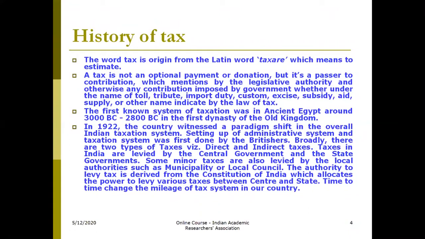Broadly, there are 2 types of taxes, namely direct and indirect taxes. Taxes in India are levied by the central government and the state governments. Some minor taxes are also levied by the local authorities such as municipality or local council. The authority to levy tax is derived from the Constitution of India, which allocates the power to levy various taxes between the center and the state. Time to time, changes have come in the tax system in our country.